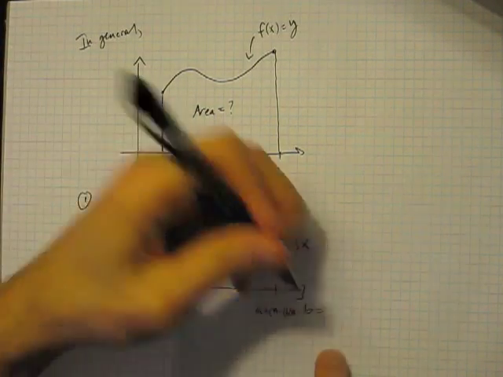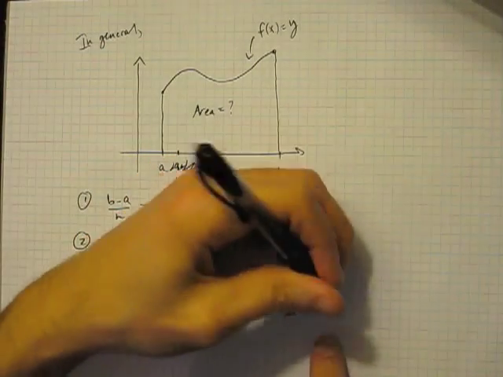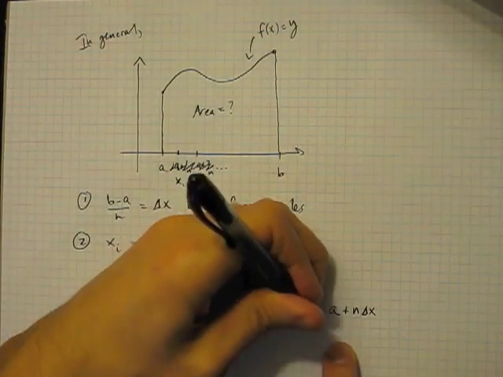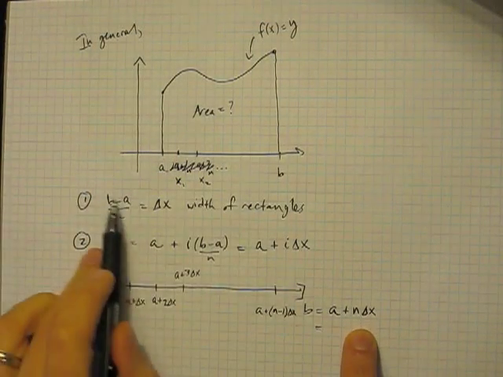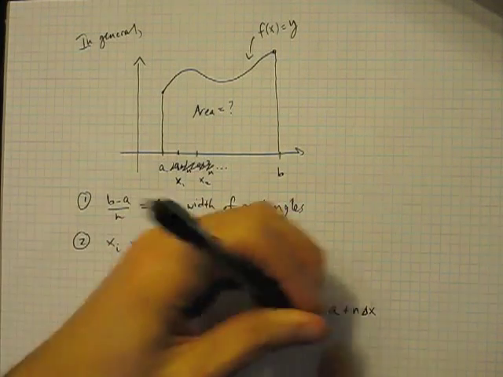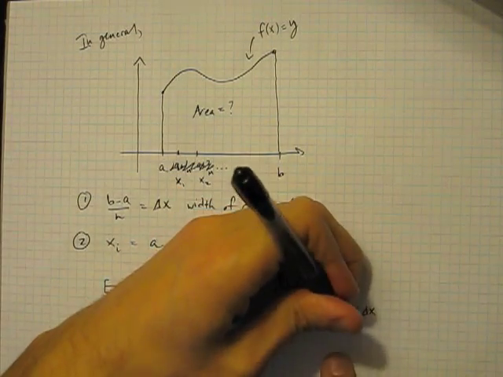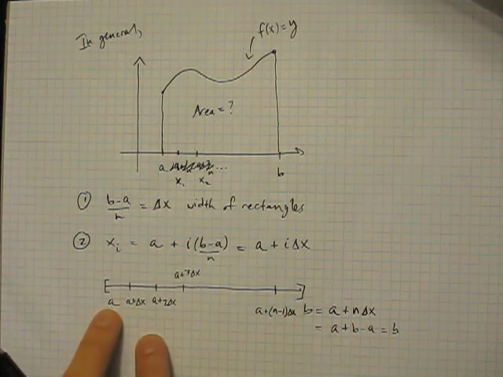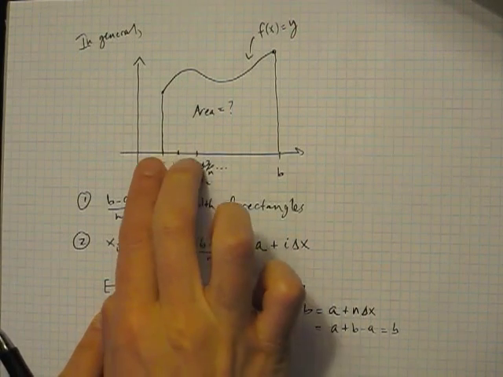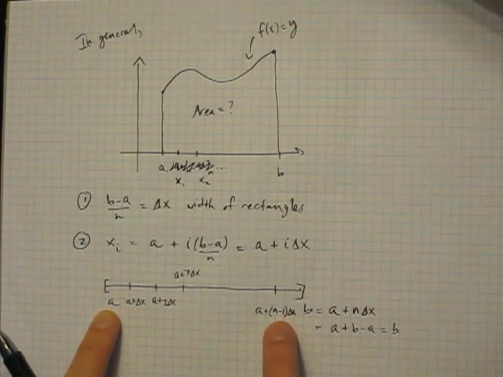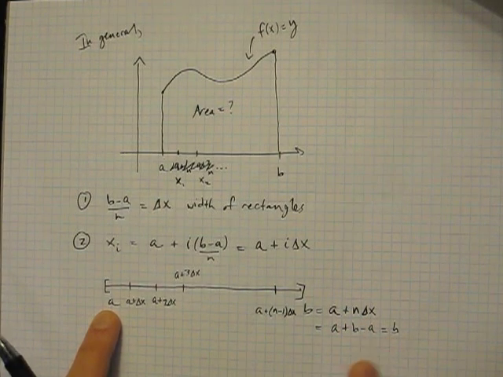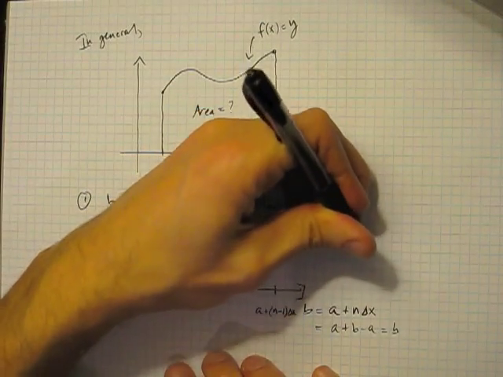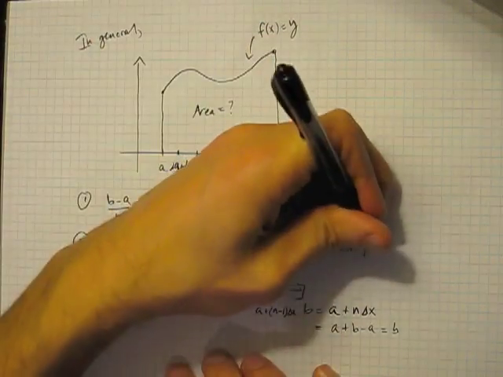And then b is going to be a plus n times delta x, which, if you think about it, delta x, remember, was b minus a over n. So when you multiply that by n, this is a plus b minus a, which is b. So it all sort of works out. We start at a, we just keep adding lengths of delta x until we get to n copies of them, and then we're at b. So these xi are called our sample points.